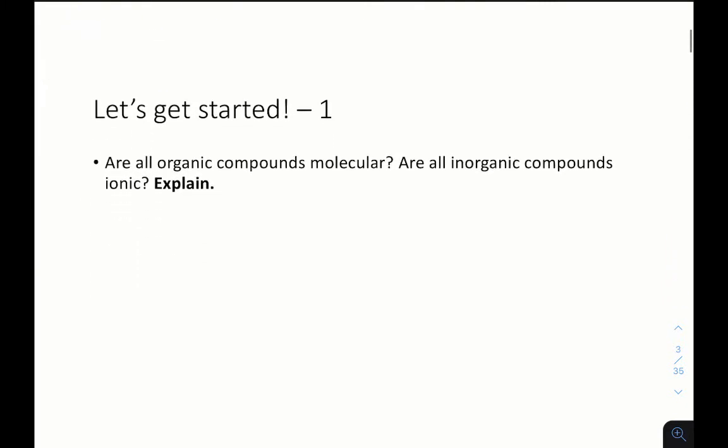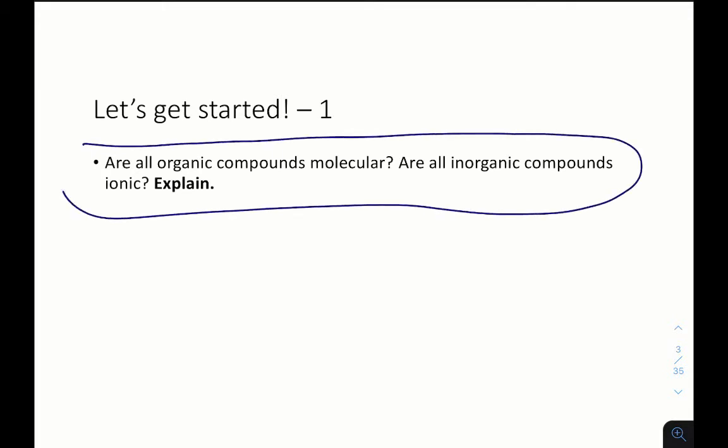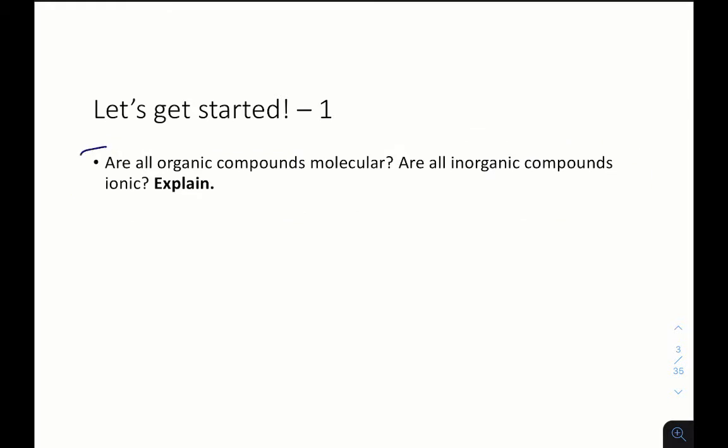Let's get started. We will begin by revisiting this question. Are all organic compounds molecular? Are all inorganic compounds ionic? This question is relevant because it addresses the types of bonds in organic and inorganic compounds. So what do you think?